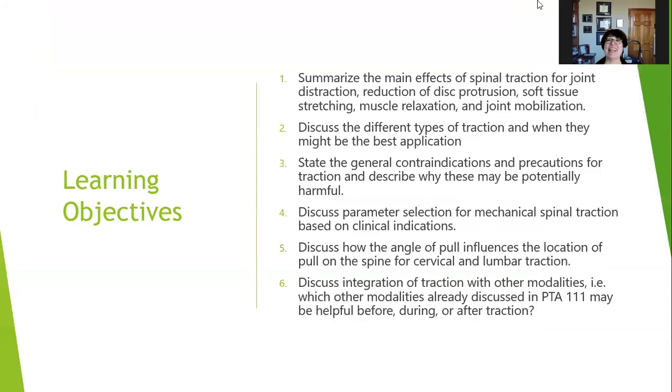Well, it'll be fun. So the learning objectives for this section, I want you to be able to summarize the main effects of spinal traction for joint distraction, reduction of disc protrusion, soft tissue stretching, muscle relaxation, and joint mobilization. Discuss the different types of traction and when they might be the best application. General contraindications and precautions as per usual. Parameter selection for mechanical traction based on clinical indications. And there are some really good tables in the book that cover this, and they're great references. And in the lab manual, there's also some reference tables.